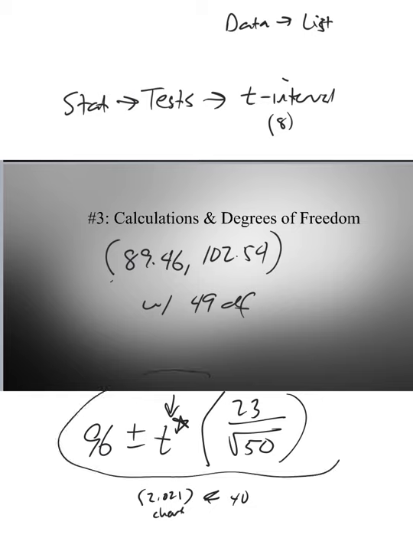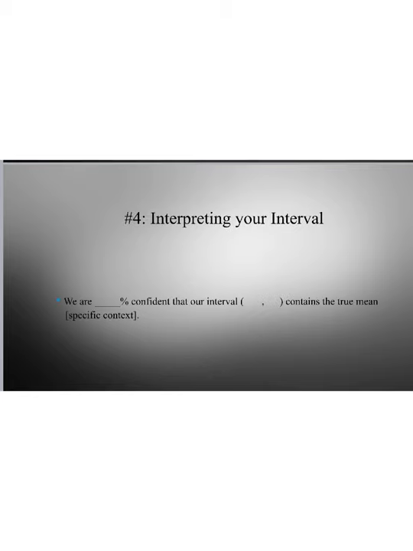So this part on the AP exam is actually optional if you've identified the type. And so what we have there is our interval with the 49 degrees of freedom that we took from the calculator. Now, what does that interval mean? 89.46 to 102.54. Here's what we do with that interval.